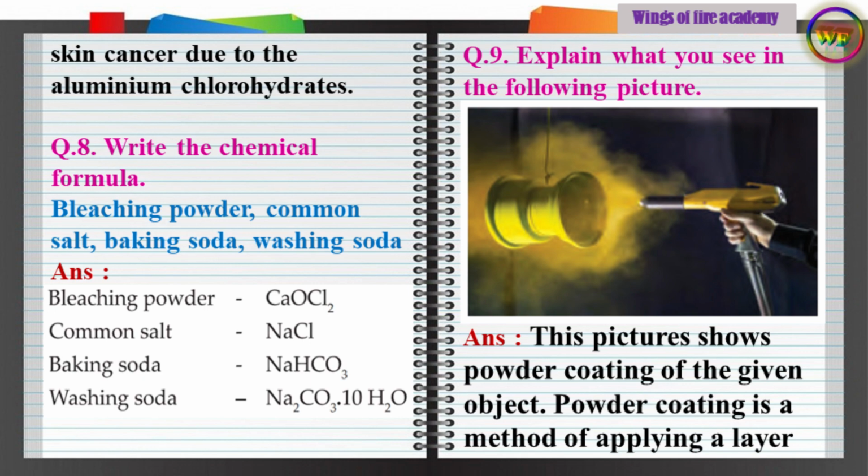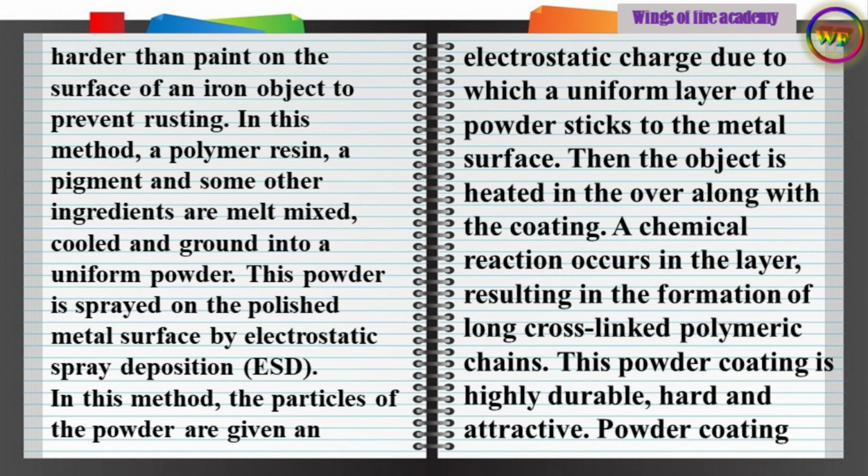Powder coating is a method of applying a layer harder than paint on the surface of an iron object to prevent rusting. In this method, a polymer resin, a pigment and some other ingredients are mixed, cooled and ground into a uniform powder. This powder is sprayed on the polished metal surface by electrostatic spray deposition (ESD). In this method, the particles of the powder are given an electrostatic charge due to which a uniform layer of the powder sticks to the metal surface.